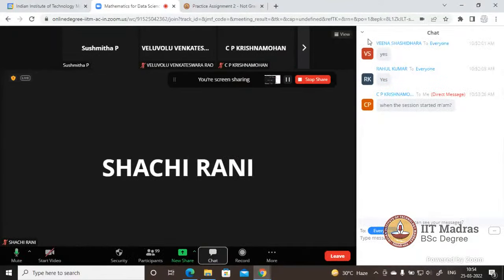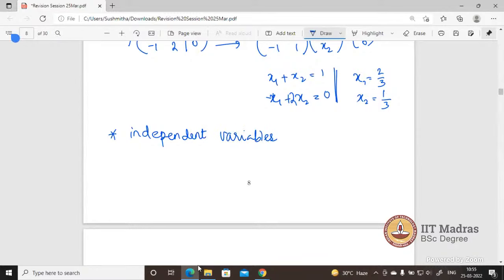Okay, so fine. We are still to discuss independent and dependent variables. When do you say a variable is independent and dependent? And can you give an example of finding the inverse via reduced row operations? We put that in an identity matrix, right? Okay, we'll do an example. Before that, when do you say a variable is independent?